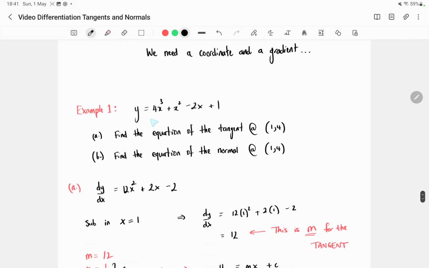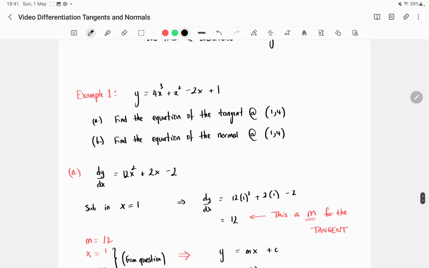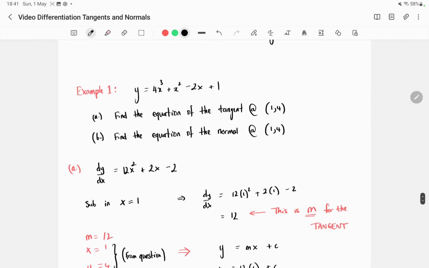So with an example here, a cubic curve, because it has a cubed x term, we want first of all to find the equation of the tangent at 1, 4, and then just to keep it simple, we'll find the equation of the normal at that same point. So what we need is a gradient and a coordinate to come up with the equation of a straight line. So taking our equation and differentiating and plugging in our x value, because it's 1, 4, the x value is 1, plug that into our dy by dx, gives us an answer of 12. What that means is that the gradient of the tangent at this point 1, 4 is 12.